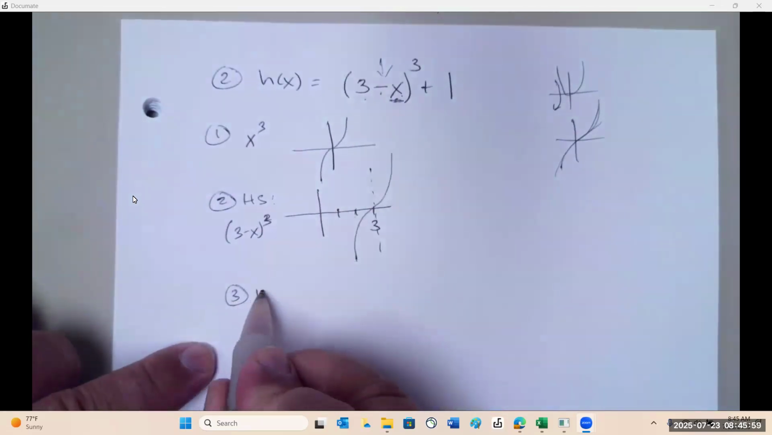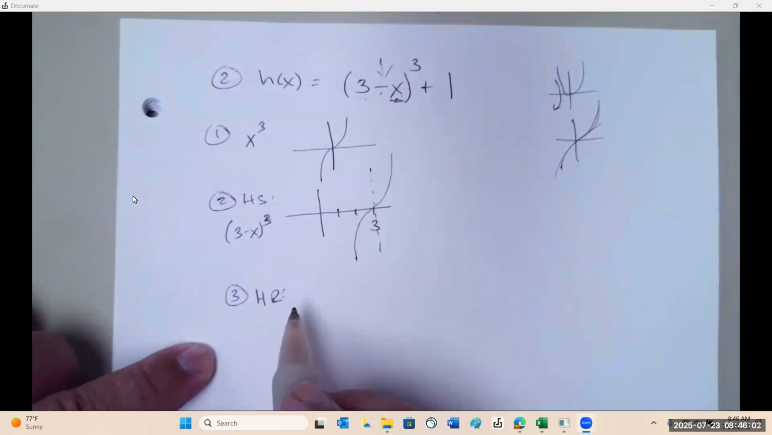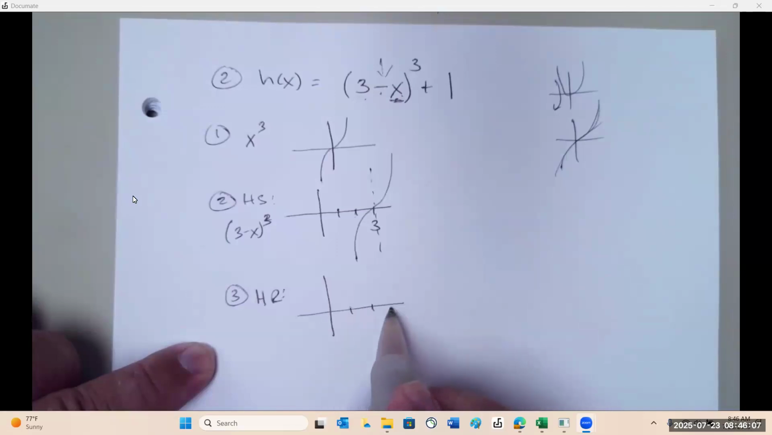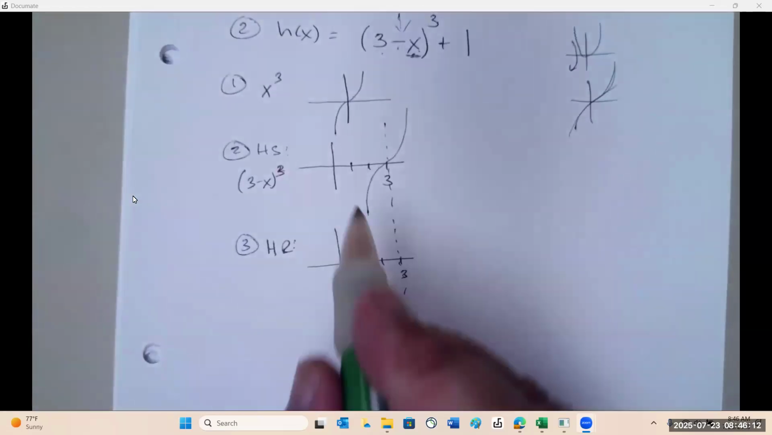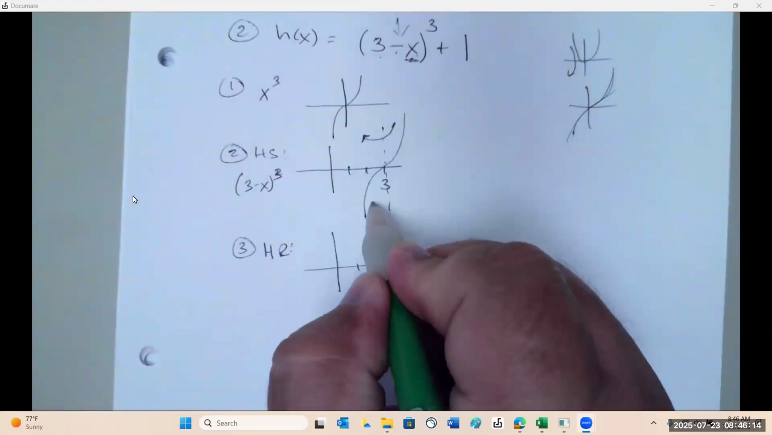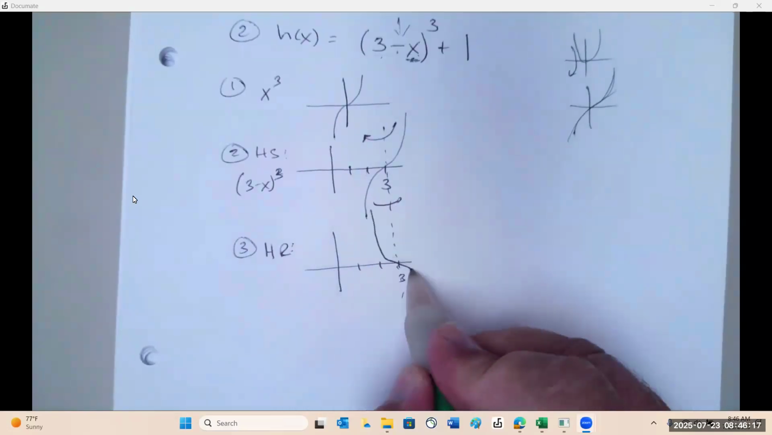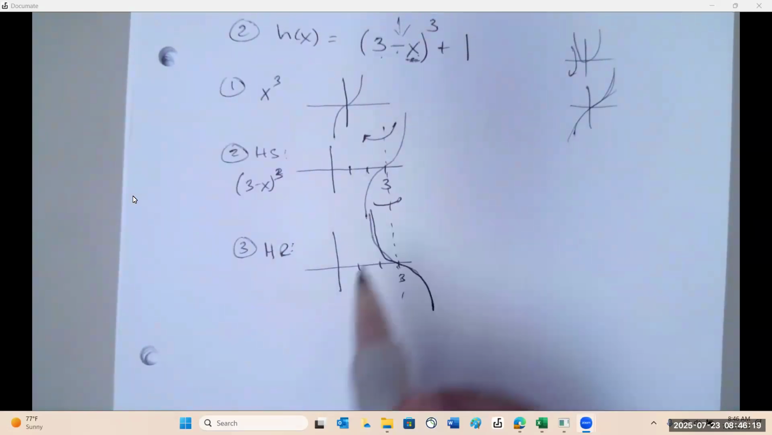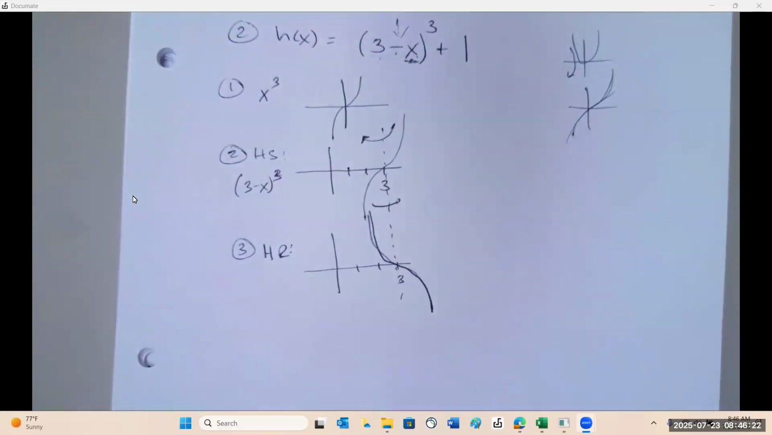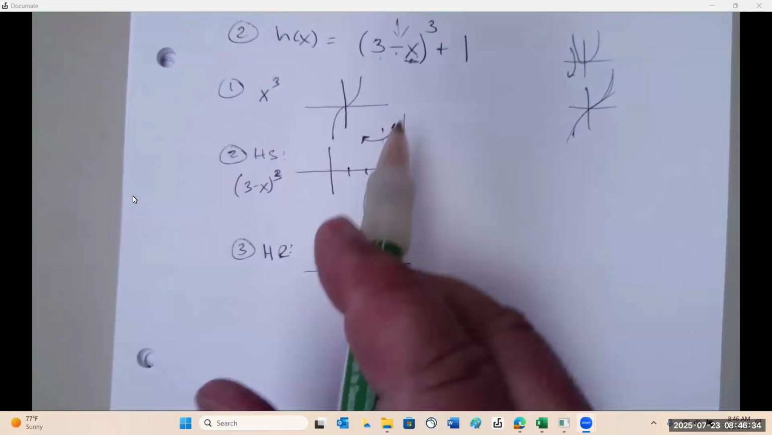Now we have a horizontal reflection. So it reflects horizontally. So the graph now looks like this. I take all the positive x's and make them negative, and make the negative x's positive. Now we finished inside. There's nothing else we can do inside.